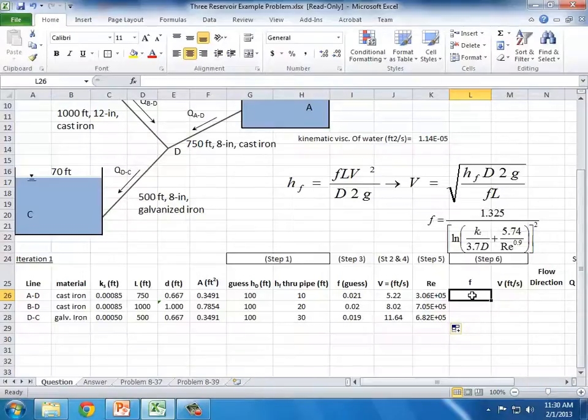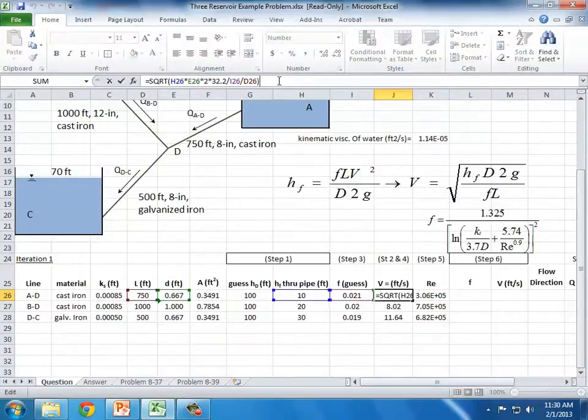Do I need to pause? Should I wait a second? You got your velocity, so. Velocity. The formula for that. Yep. So square root the head loss times diameter times 2G divided by F divided by L.